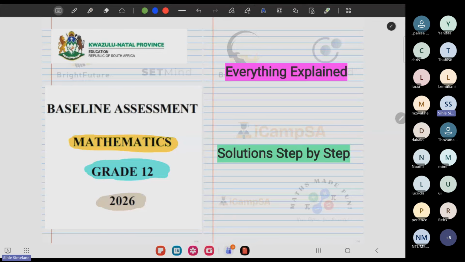So in today's lesson, we are going to be looking at a baseline assessment. This one is aimed at helping you prepare for your assessment so that you know the level of difficulty which you are going to face, if you can use the term. And this is the KZN paper. We'll do everything step by step and explain what we are doing.